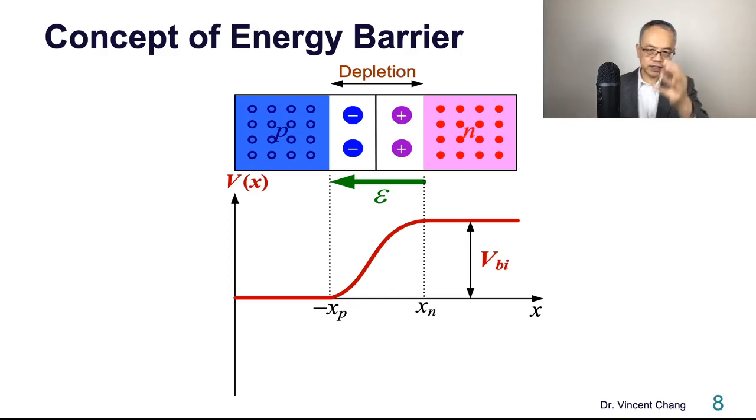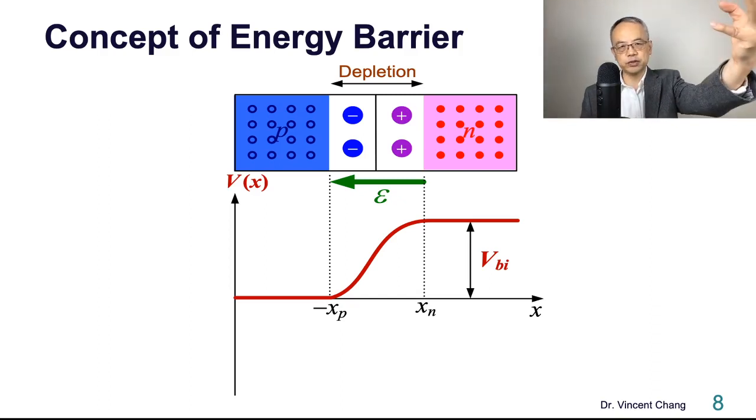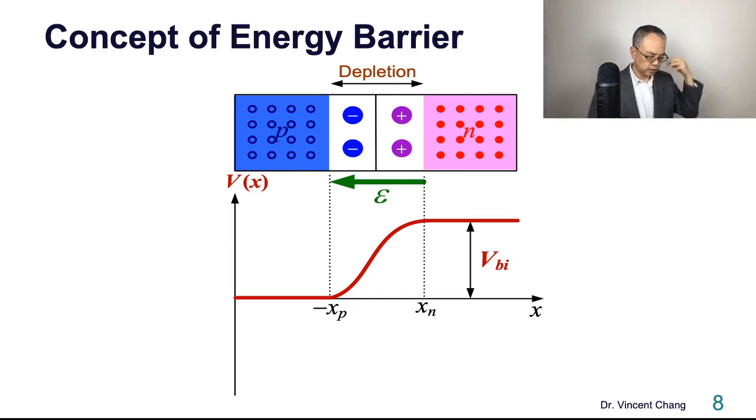We're going to take this concept when we move forward to a three-terminal device, the so-called bipolar junction transistor, to understand the nutshell, the key concept of the transistor operation. And we start from here. So, very important concept, the concept of energy barrier. Because V is the potential, right? The dimension of the potential is volt.